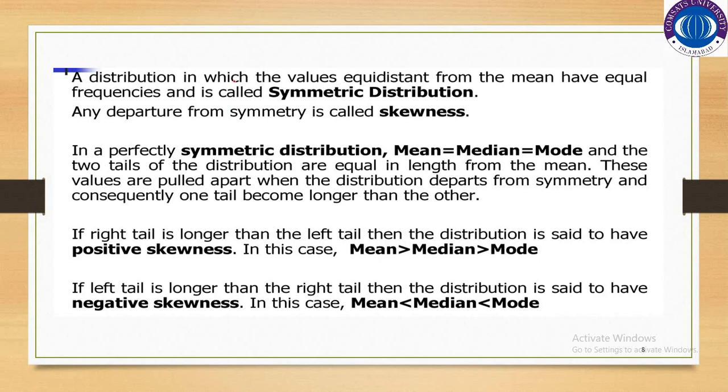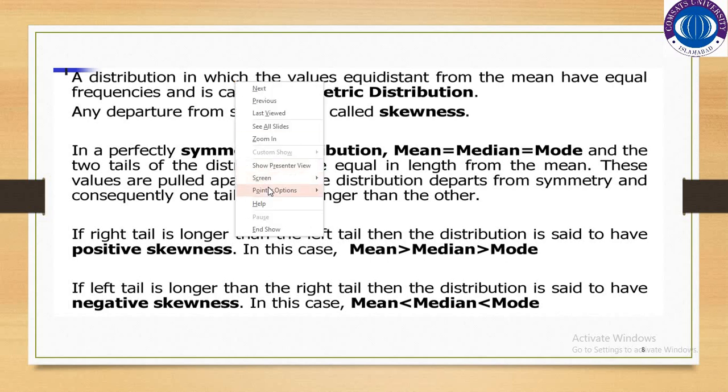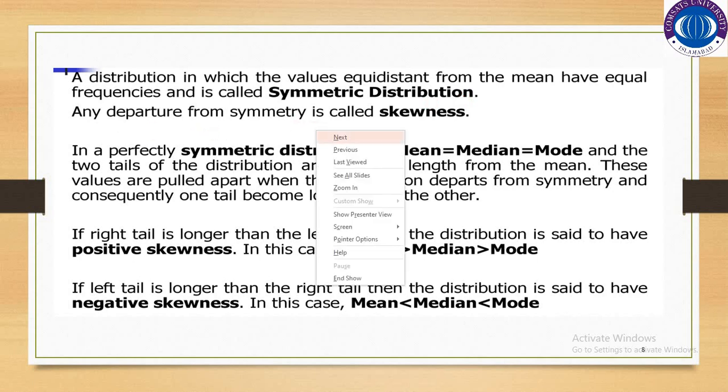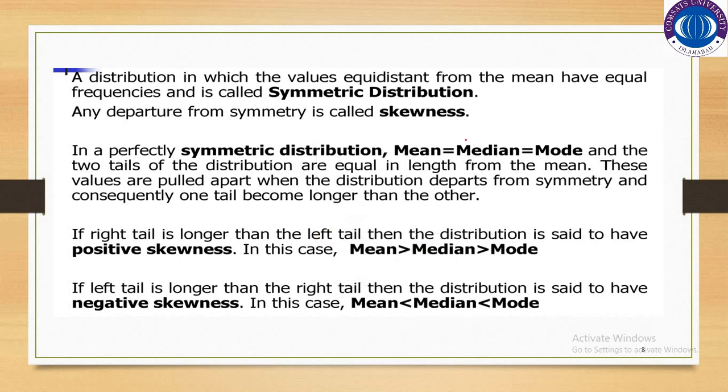A distribution in which the values equidistant from the mean have equal frequencies is called a symmetric distribution. Any departure from symmetry is called skewness. In a symmetric distribution, mean is equal to mode is equal to median. It means all three measures will be the same.